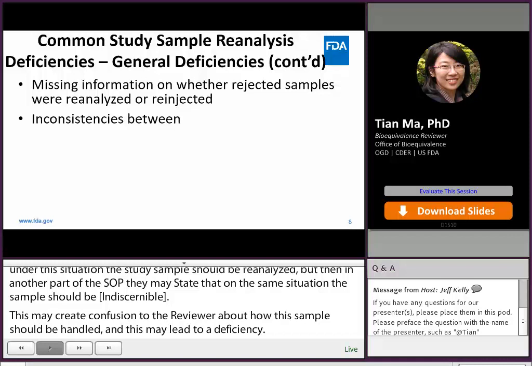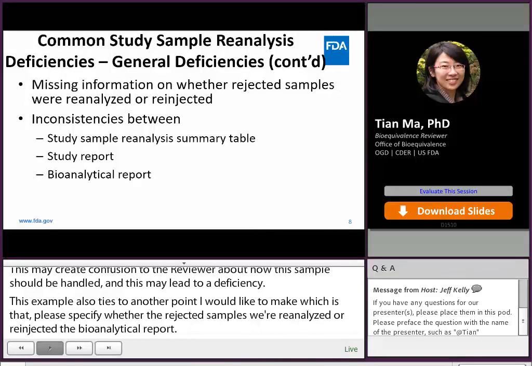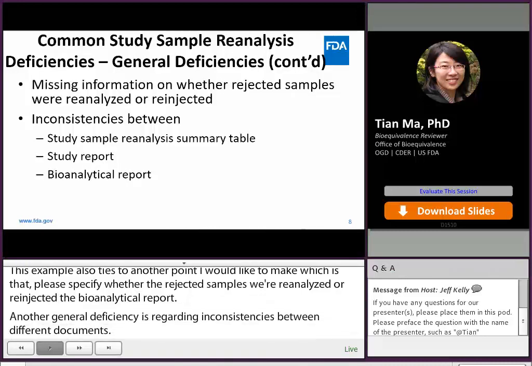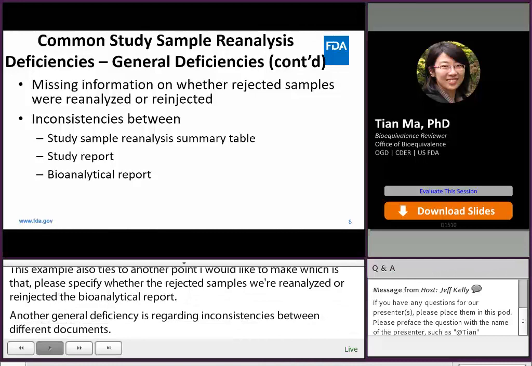Another general deficiency is regarding inconsistencies between different documents. For example, in the study sample reanalysis summary table, the applicant may say that under code A, this sample from the test treatment group was repeated. But then, according to the study report, this sample is from the reference treatment group.